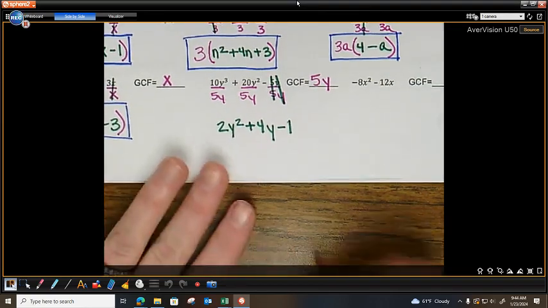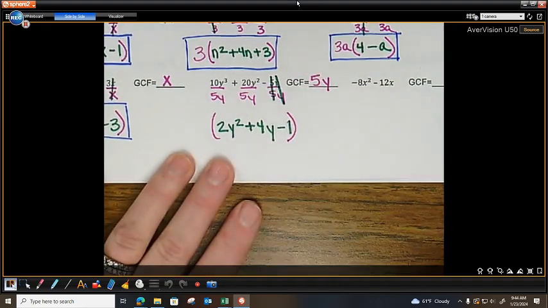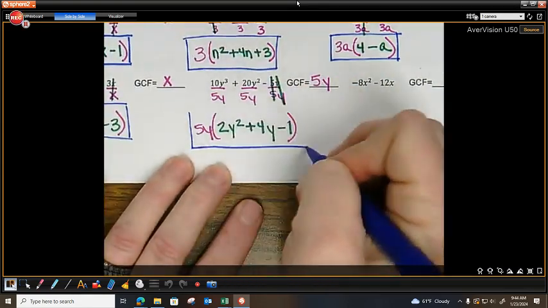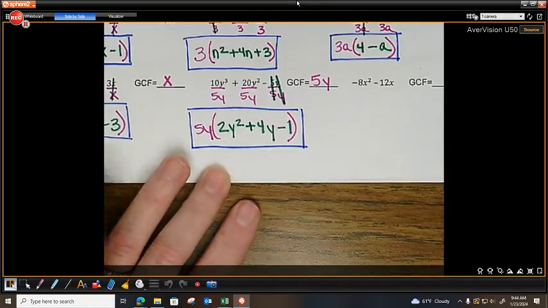What should I do now? Parentheses and put the 5y, which is your GCF, out in front. Good?